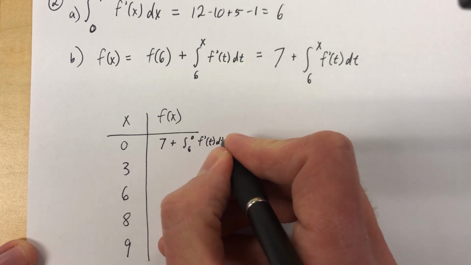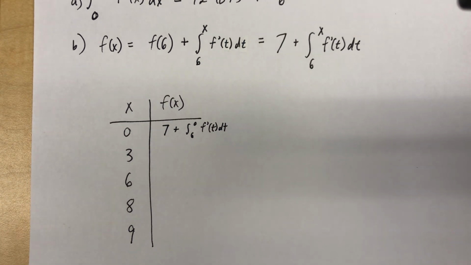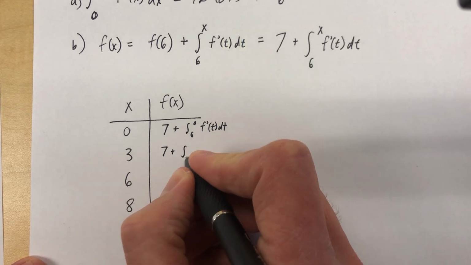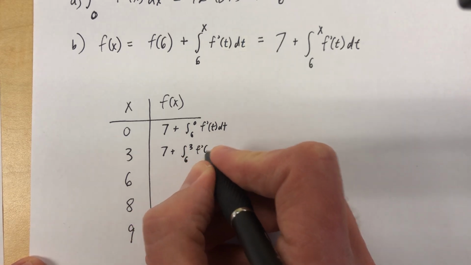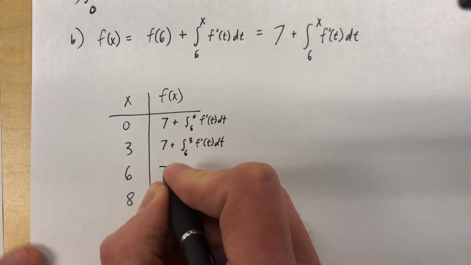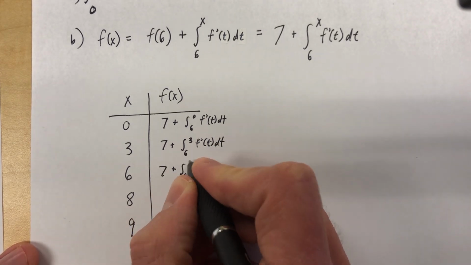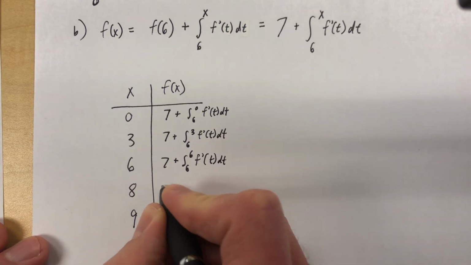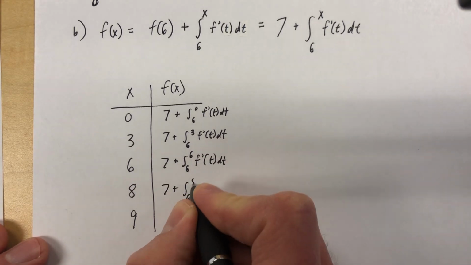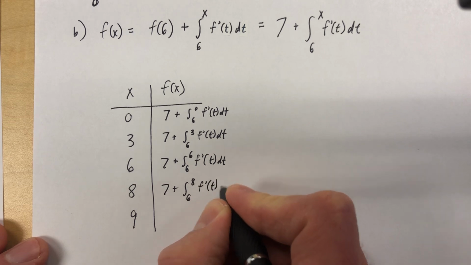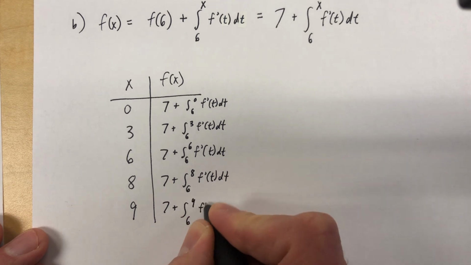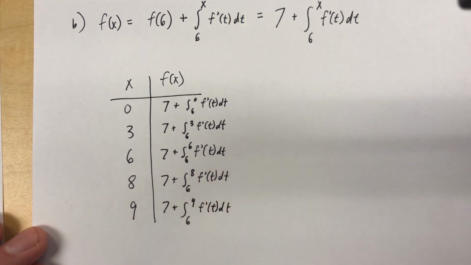t dt. And if you're like, what in the world is he even writing? What does that even mean? It's all zoomed out. Okay, don't panic. We're going to just keep going with this idea. 7 plus the integral from 6 to 3 of f prime of t dt. 7 plus the integral from 6 to 6 of f prime of t dt. You can see where this one's going. 7 plus the integral from 6 to 8 of f prime of t dt. 7 plus the integral from 6 to 9 of f prime of t dt. And let's figure these out.